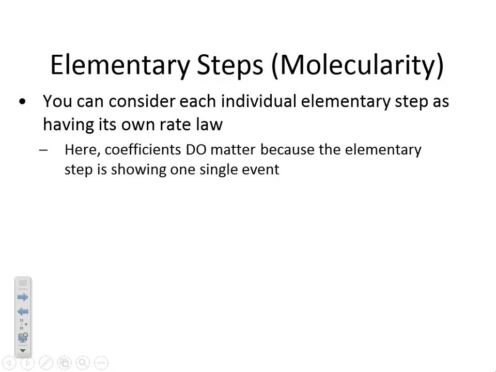Now, elementary steps and what's called molecularity. What's so important about these elementary steps is that they give us critical information about the rate law of the overall reaction. Because you can consider each elementary step as having its own rate law, and here the coefficients do matter because this isn't an overall balanced equation. This is a single individual event that involves one molecule, two molecules, whatever you're writing. It's not the overall process. It's a single individual event. The coefficients do matter, and the coefficients actually do become the orders here because they're saying how many of these molecules are involved in this one single event.